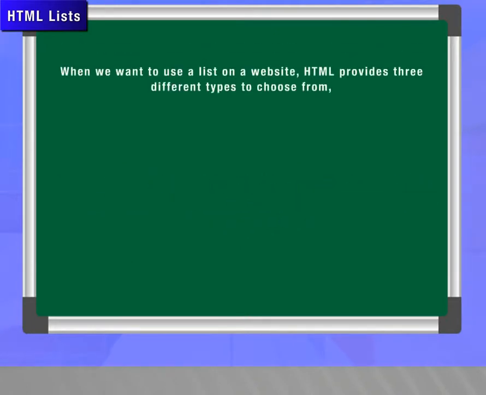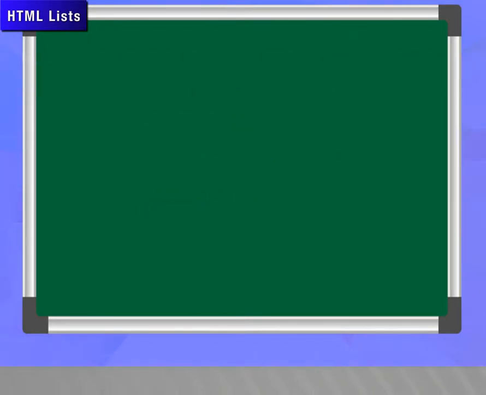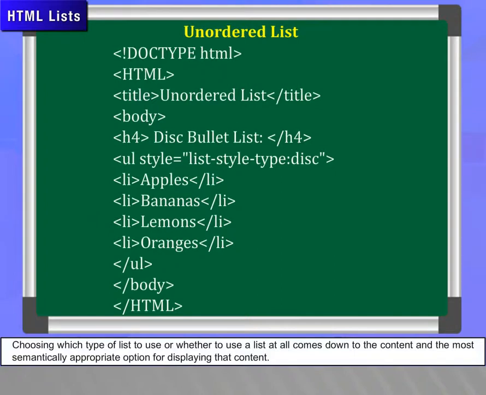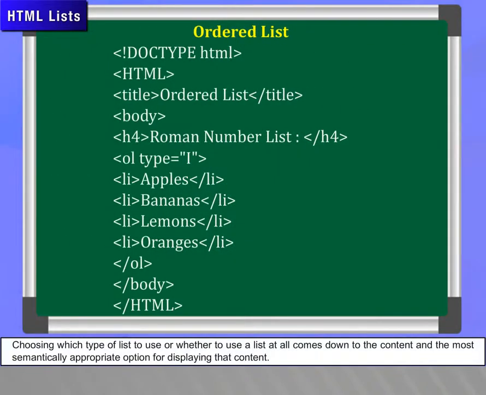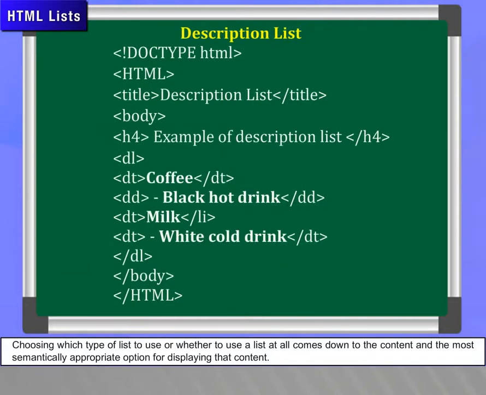When we want to use a list on a website, HTML provides 3 different types to choose from: unordered list, ordered list, description list. Choosing which type of list to use, or whether to use a list at all, comes down to the content and the most semantically appropriate option for displaying that content.